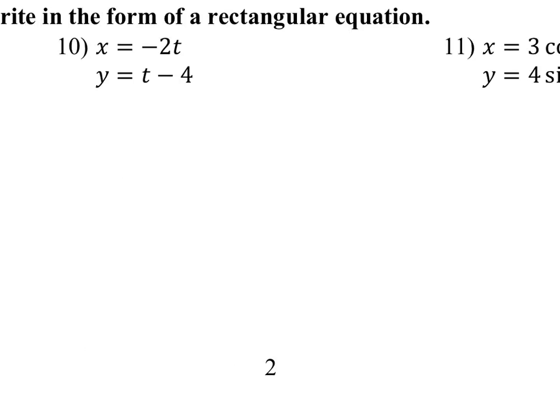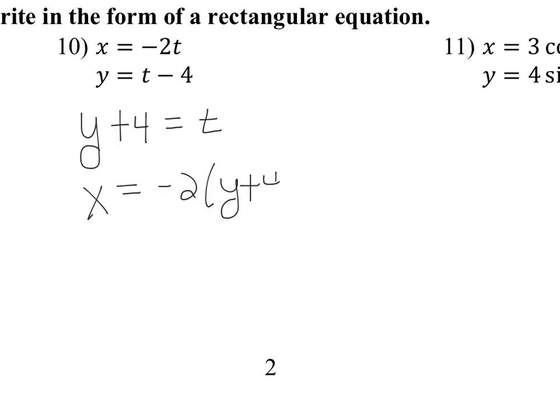We have x equals negative 2t and y equals t minus 4. I think the easiest one to solve in this one would be the y. So I'm going to solve for y this time. y plus 4 equals t. And I can substitute that into my x equation. x equals negative 2 times y plus 4. And that's it. So that was pretty easy.